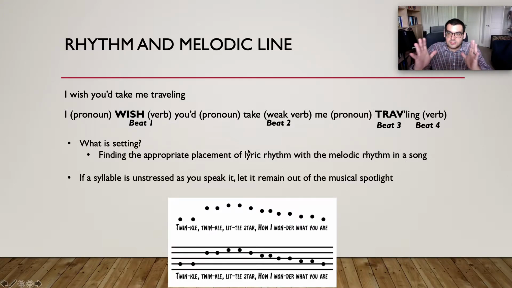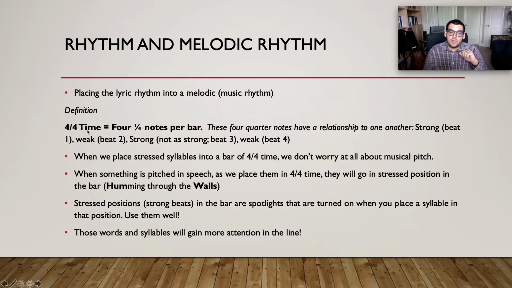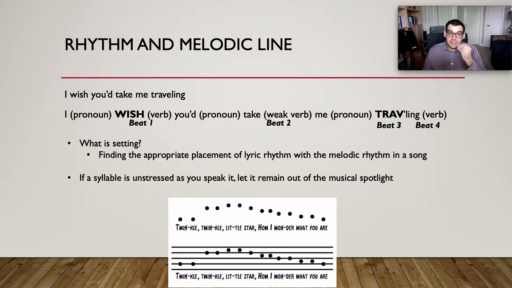If you know the time signature of your song and you know that internal beat of your song, usually it's in 4/4, it's easy to find and to figure out where those stressed syllables need to go. If a syllable is unstressed as you speak it, let it remain out of the musical spotlight. When we talk, there are certain things that we stress and certain things that we don't stress. So if it's not stressed when we speak, leave it out of the spotlight.